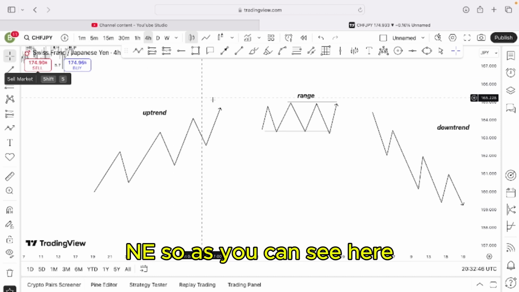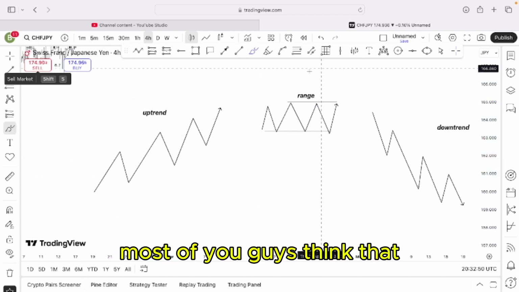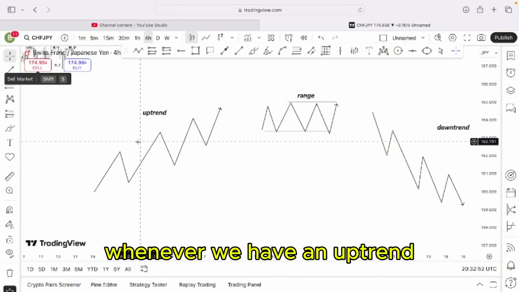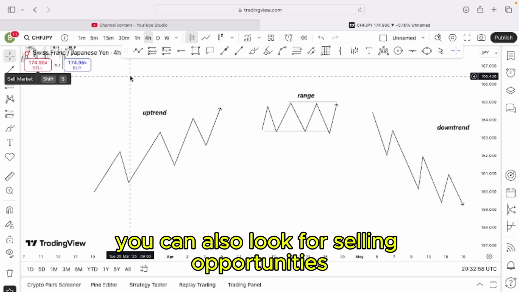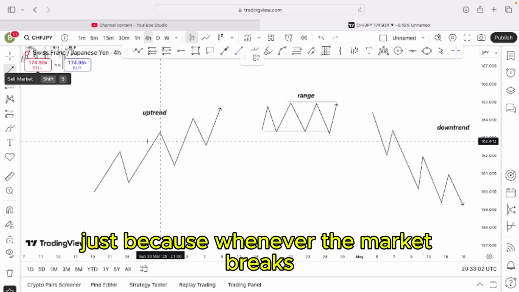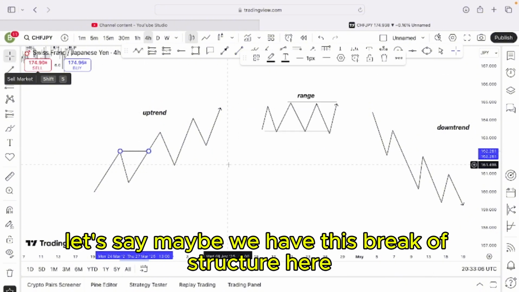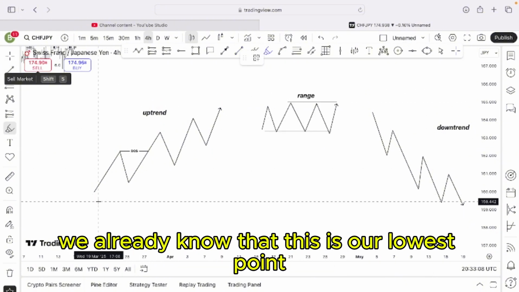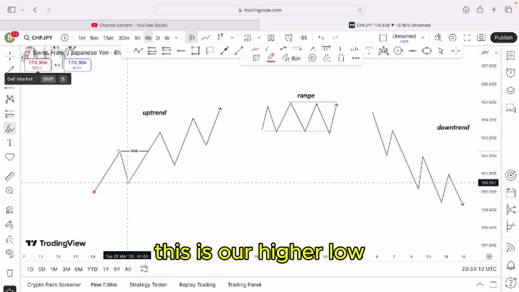As you can see here we have an uptrend, and normally most of you guys think that whenever we have an uptrend we just look at buying opportunities, but I'm going to show you that you can also look for selling opportunities, just because whenever the market breaks structure like this, let's say we have this break of structure here, we already know that this is our lowest point around here, this is our high, this is our higher low.